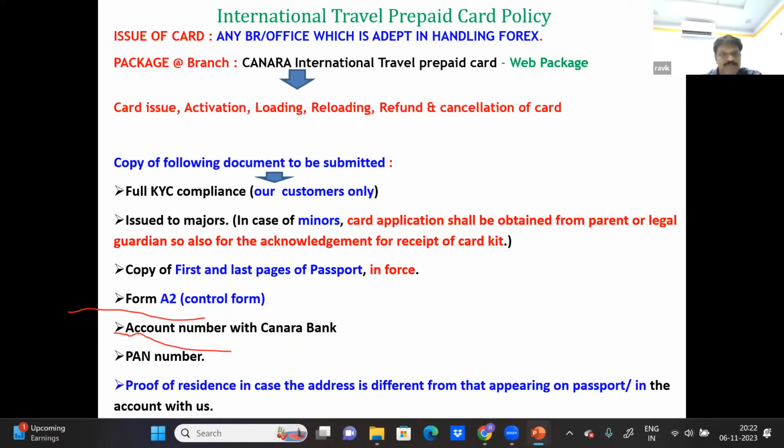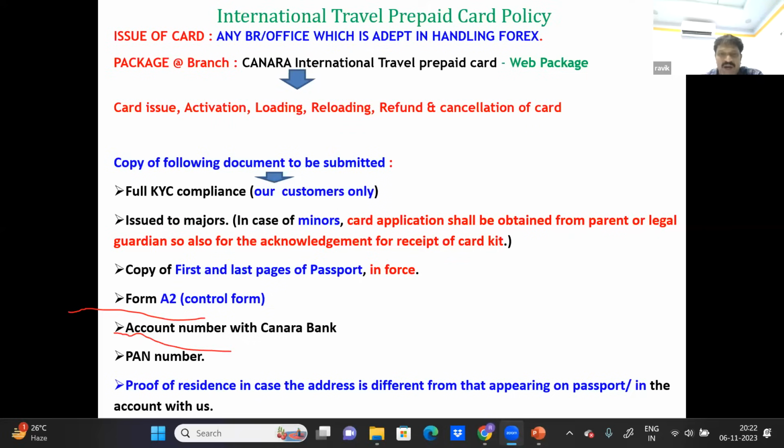Then comes the issue of the card. Who can issue? Any branch can issue this currency card, an office which is adept in handling forex. Generally overseas branches will issue. As for the package, I already told you, Canara International Travel Prepaid Card is a web package. From that package only, the branch can issue, activate, load, reload, refund and cancel. Everything the branch will do from this package only.